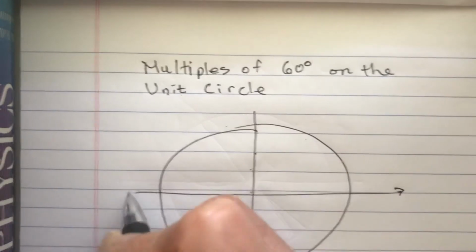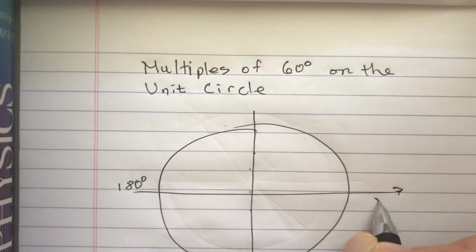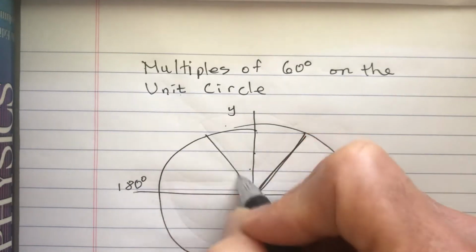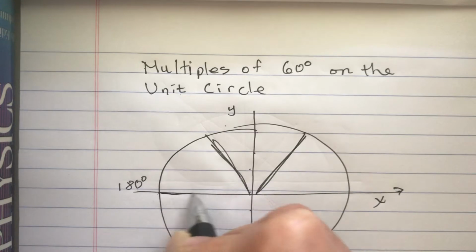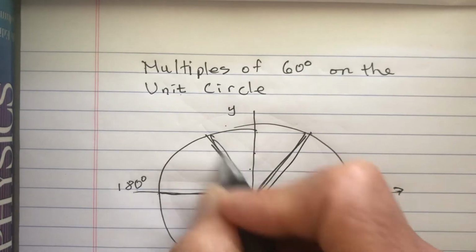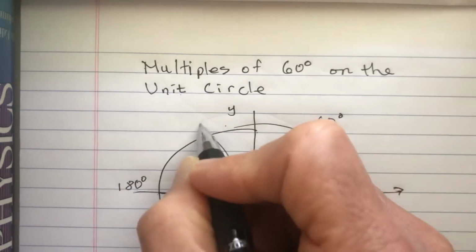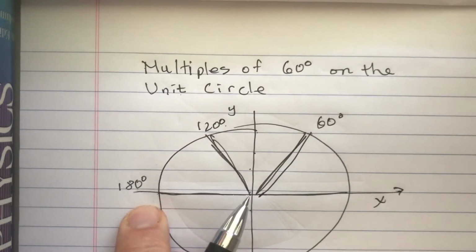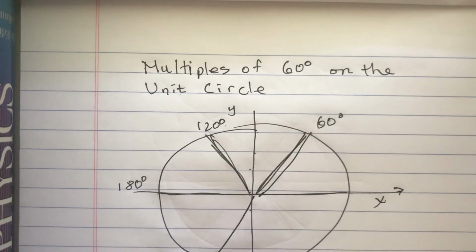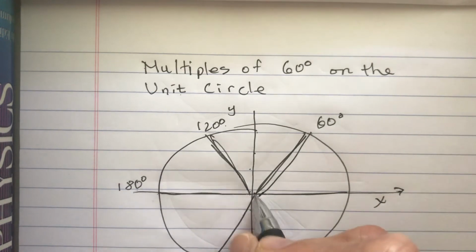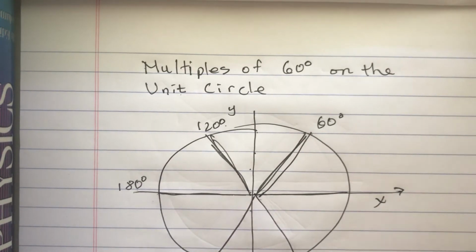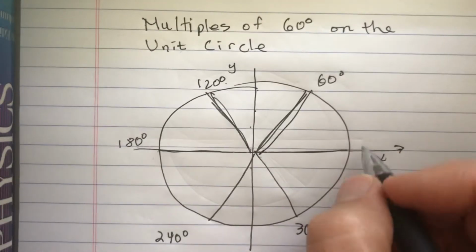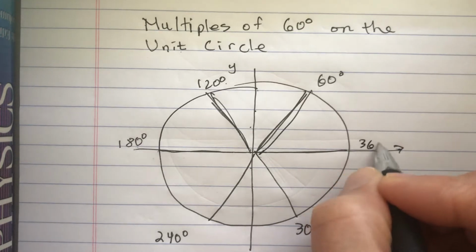Okay, so here's 180 degrees, and what we do is we take a third of that, so that's breaking up the upper semicircle into three pieces. So you get 60 degrees, 120 degrees, since 60 plus 60 is 120, plus 60 is 180. Then we get 240 degrees, and then 300 degrees. And then of course over here is 360 degrees, which is also 0 degrees.